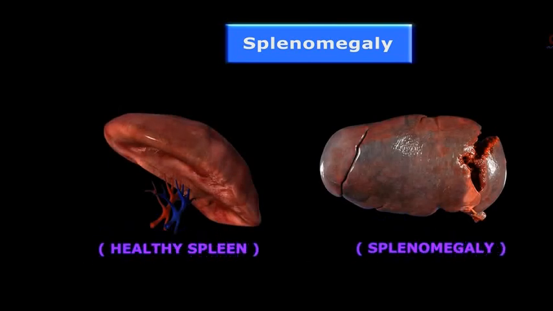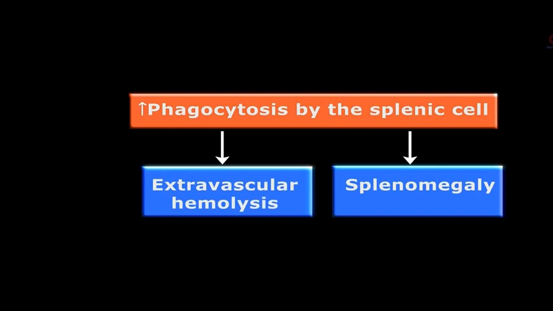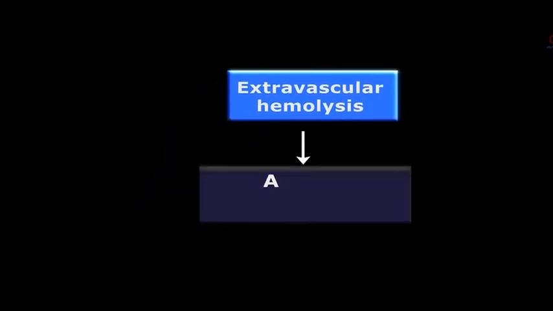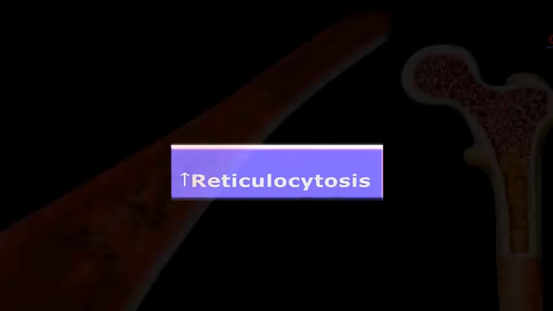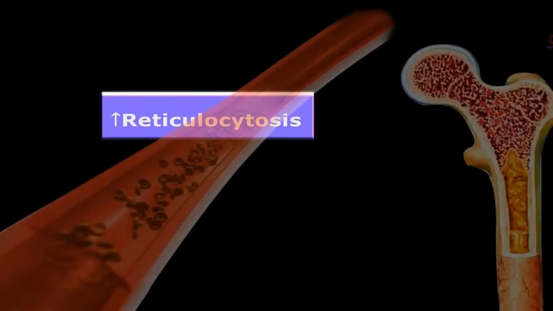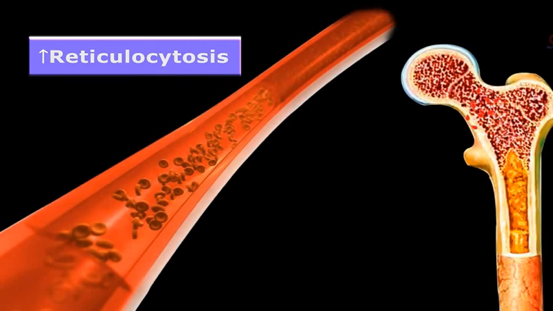So this is a healthy spleen and this is splenomegaly. Now increased phagocytosis causes extravascular hemolysis. This extravascular hemolysis causes anemia and increased reticulocytosis. Why increased reticulocytosis? Because when there is anemia, the bone marrow sends more and more immature RBCs to the blood vessels.